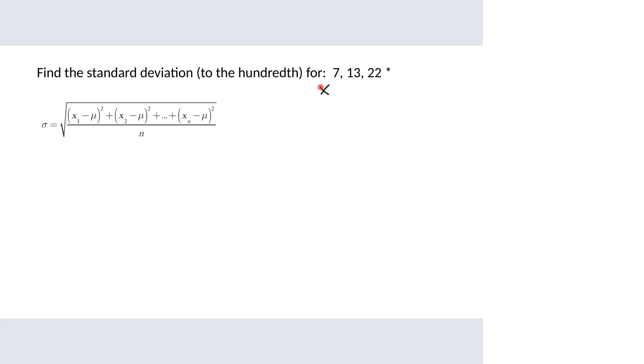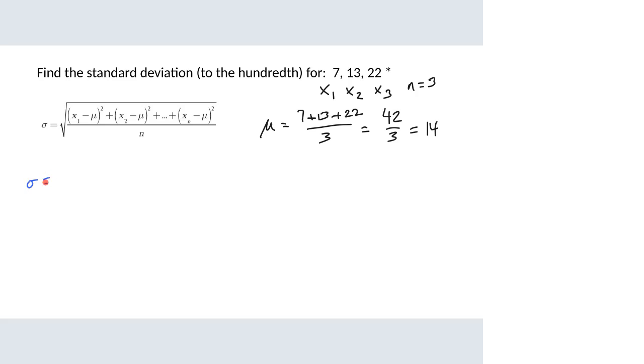So I'm going to label these as x sub 1, x sub 2, x sub 3. I know my number of data points is 3, and I know I'm going to need the mean, which will be 7 plus 13 plus 22 over 3. So 7 plus 13 plus 22 is 42 over 3, which is 14. Okay, got everything I need. I can start plugging in.